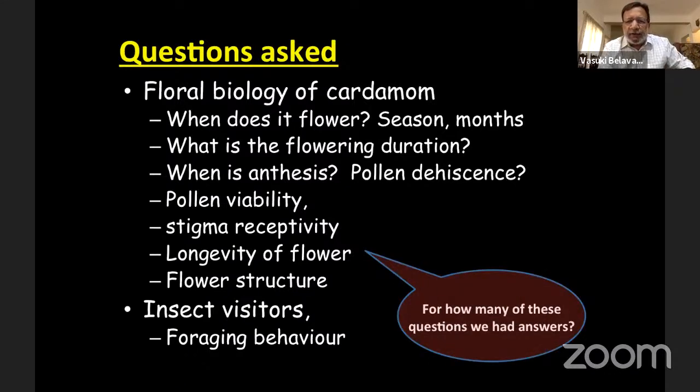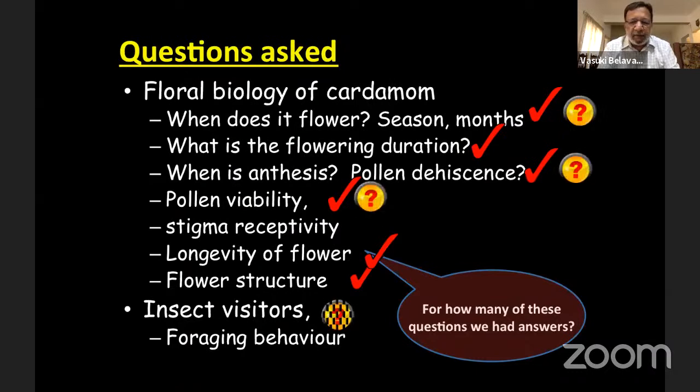Now, the first and foremost thing is to find out how many of these questions you already have answers to in the literature. Because it's not a new plant. People must have worked on this earlier, and they must have looked at some of these things. And we have to look at the literature to see how many answers we have for how many questions. So we found that for some of these questions there are answers. Like when does it flower? There was some information on what the flower duration is. There was information in the papers that were published. And when is the anthesis and pollen dehiscence? There was information. Pollen availability, there was information. Longevity of the flower, it was already known that the cardamom flowers last for a single day, and then the flower structure, there was information.